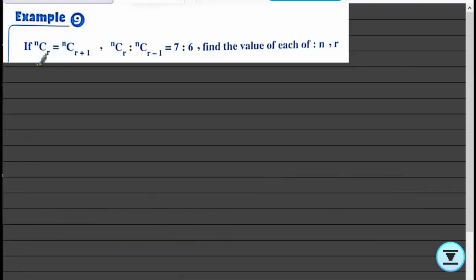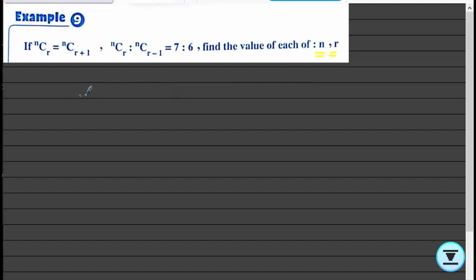Example 9. If nCr equals nC(r+1) and nC(r) to nC(r-1) equals 7 to 6, find the value of each of n and r. Okay, so we have two unknowns, n and r. So to solve this problem, we must get two equations.